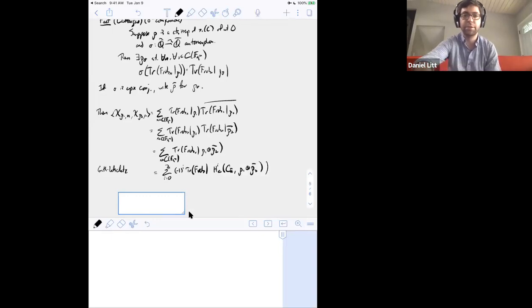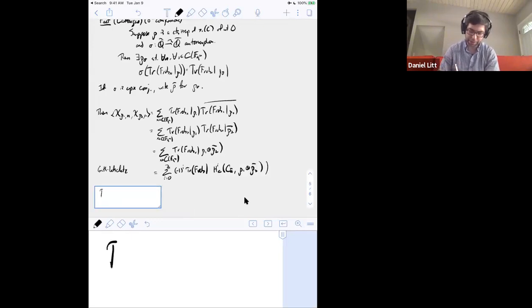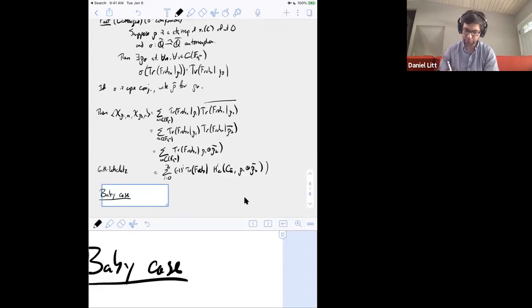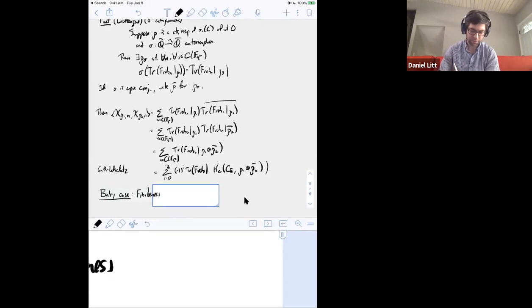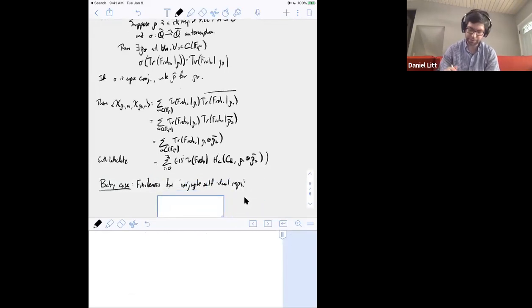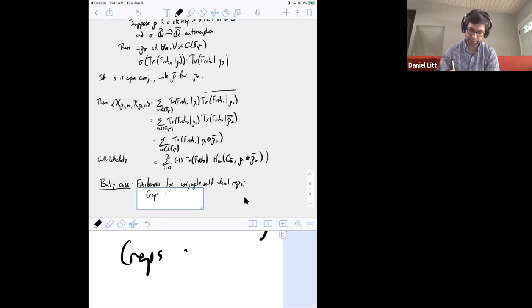So now we're going to use that to try to prove some kind of orthogonality relation. And let me do it in a baby case, and then I'll indicate how you have to change it for the general case. So I'm going to prove finiteness, the same finiteness theorem as before, for so-called conjugate self-dual reps. So that means reps such that rho-bar is isomorphic to rho dual.